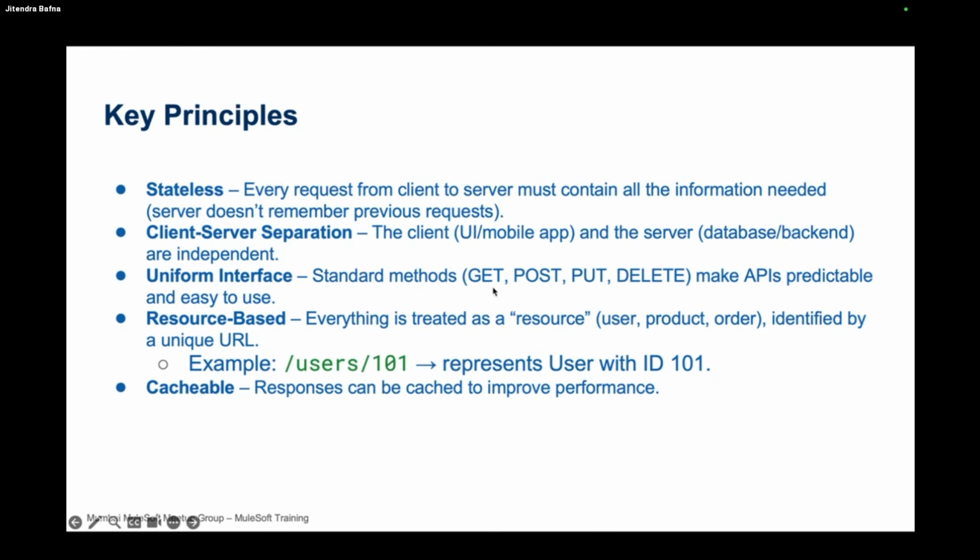Client-server separation: the client and the server are independent of each other. Uniform interface: as I mentioned, it uses standard methods GET, POST, PUT, and DELETE to make the API easy to use. Resource based: everything is treated as a resource identified by a unique URL. /user/101, what does this mean? Retrieve the user having ID 101. Cacheable: responses can be cached to improve performance. So these are the key principles of the REST API.